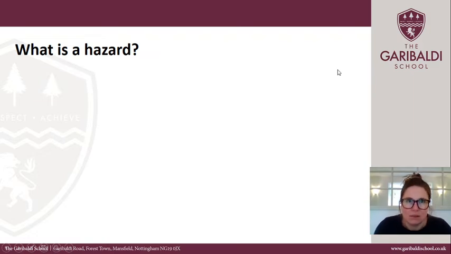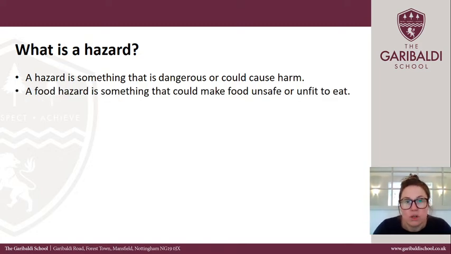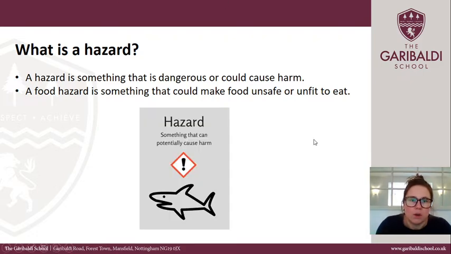So what is a hazard? I'm sure if I ask you what a hazard is, you'll be able to give me some examples. When we talk about hazards and risks, it can kind of get a little bit confused sometimes in people's heads, so we'll just clarify things before we move on. A hazard is something that is dangerous or could cause harm. A food hazard is something that could make food unsafe or unfit to eat. A food hazard is something specific to food. A hazard could still occur in a kitchen. It wouldn't necessarily be a specific food hazard if you were talking about, say, a hot pan, for example. So you can see on the image, hazard, something that could potentially cause harm.